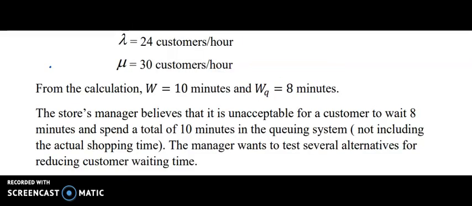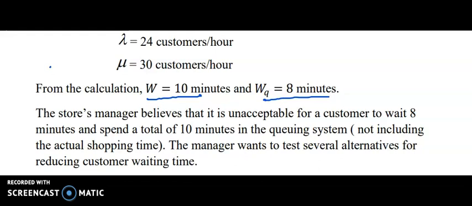From this first example, we have W equals 0.1677 hours and WQ equals 0.1333 hours. If we convert into minutes, W will be roughly around 10 minutes, and for WQ, roughly around 8 minutes. So now back to our example. From the calculation, W equals 10 minutes and WQ equals 8 minutes. Basically we have already converted from hours into minutes.